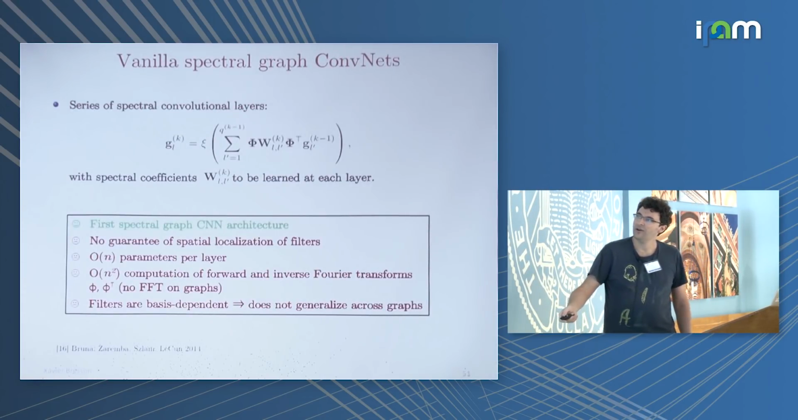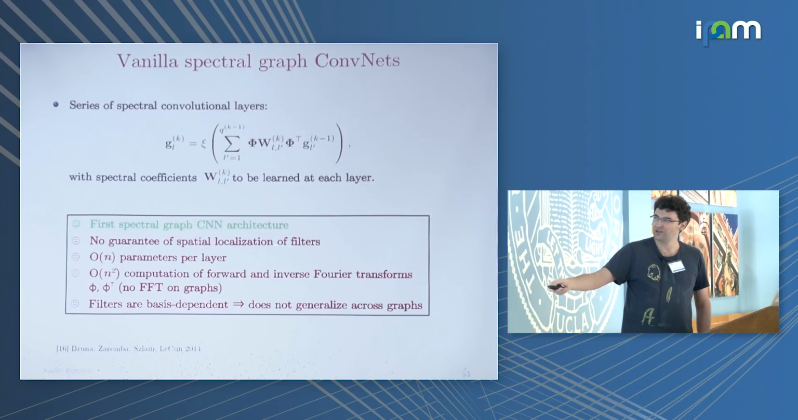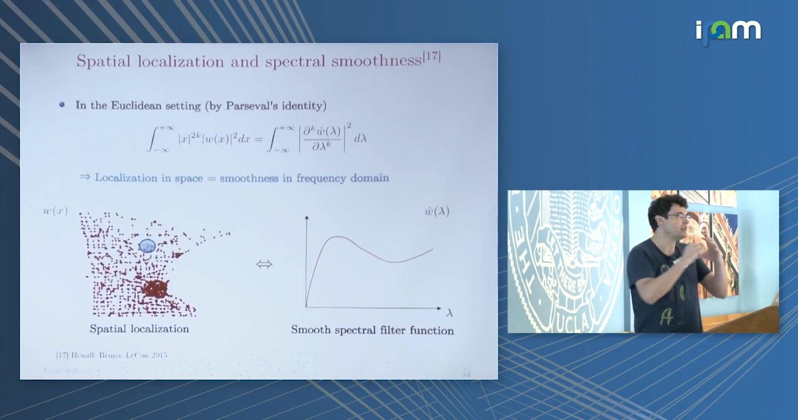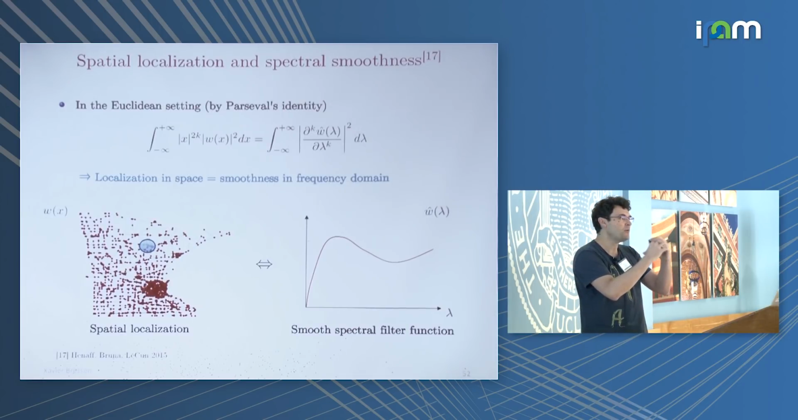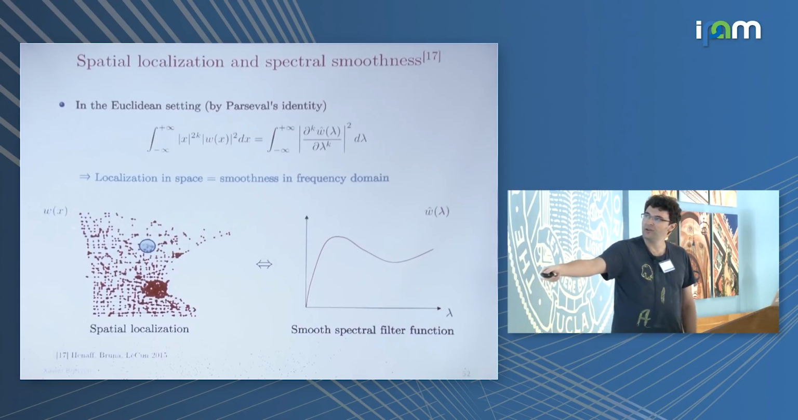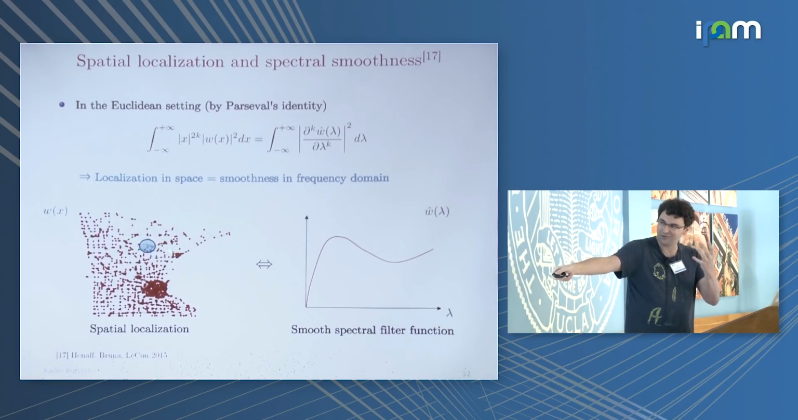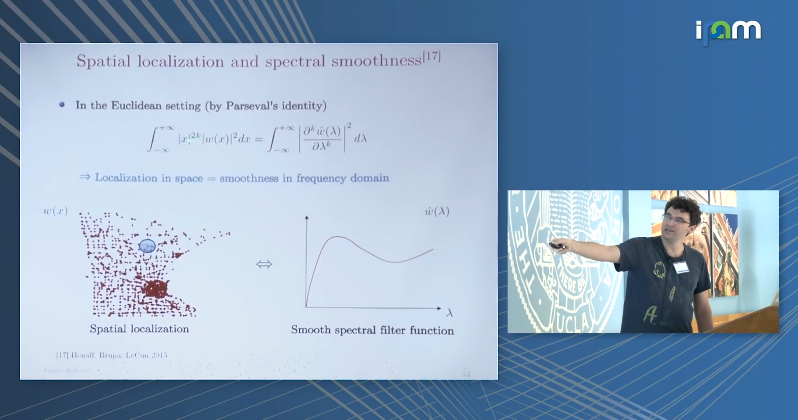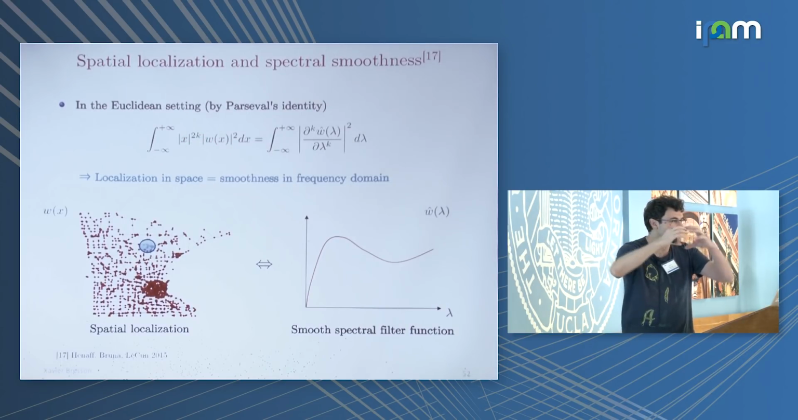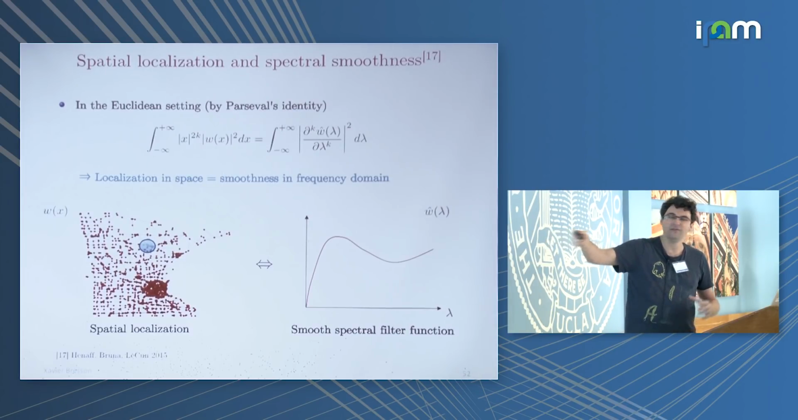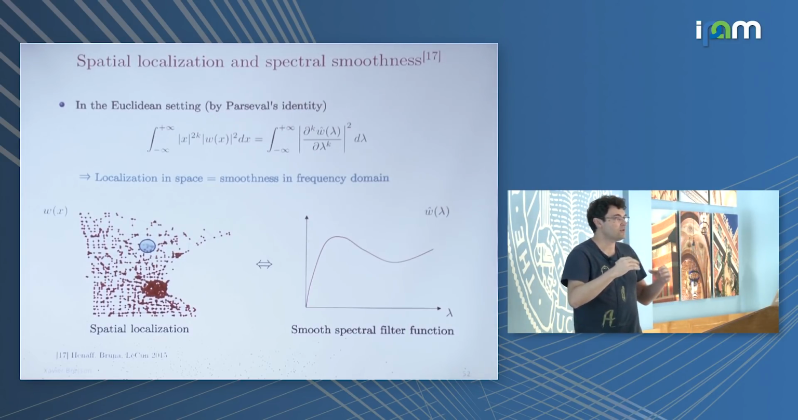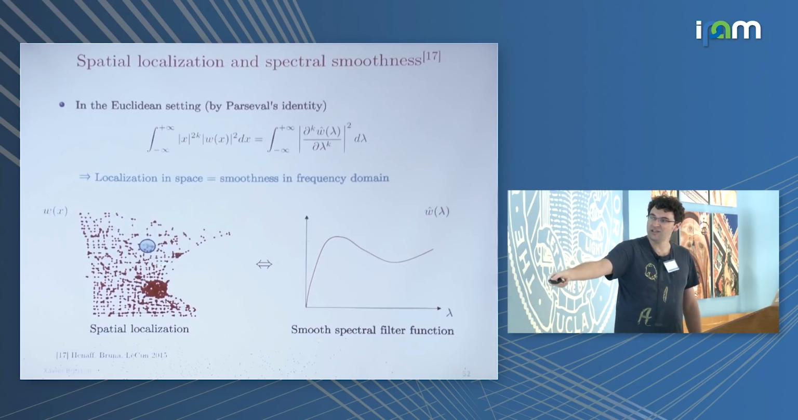Now we need to take care of some limitations. The first one is that we need spatial localization. Remember that's very important if we want to have local variability for objects in the same class. If we want spatial localization, we can use the Parseval identity: if k is 1, it's going to be the variance. So if we want a low variance, something which is localized, it means that the derivative will be small. So we need smoothness. Localization in space means smoothness in the frequency domain.